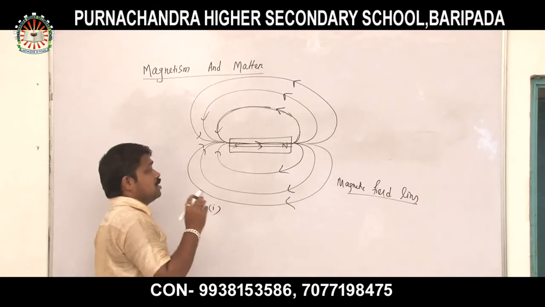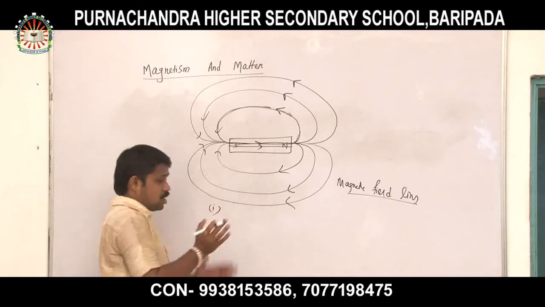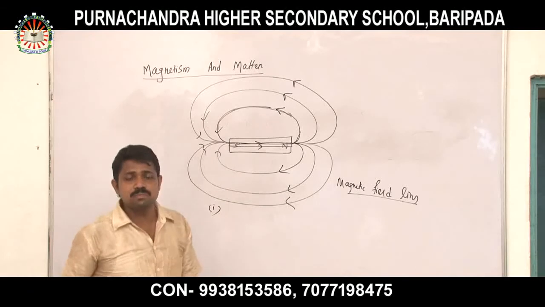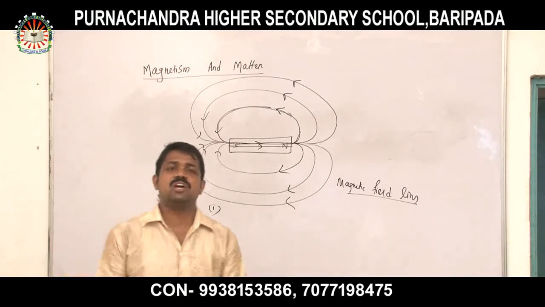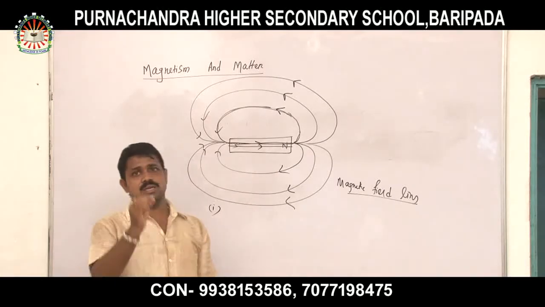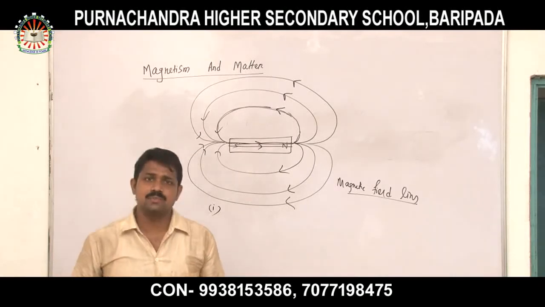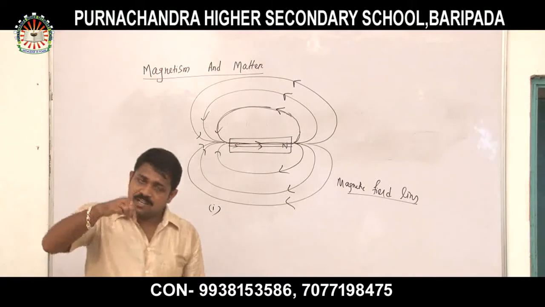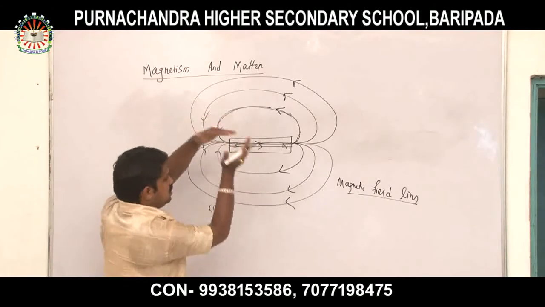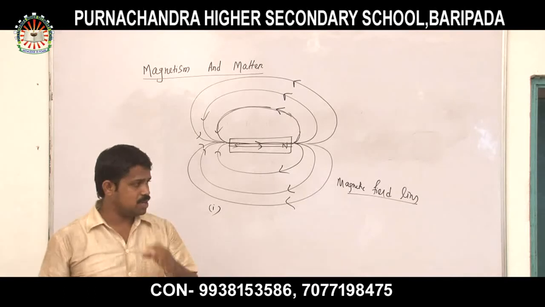Number two property, very carefully. The number of magnetic field lines in a given region gives me the strength of the magnetic field in that region. Again, I will repeat: the number of magnetic field lines at a particular region gives me the strength of the magnetic field at that region. So, if the number of magnetic field lines increases, the strength of the magnetic field increases. Clear? This is the number two property.